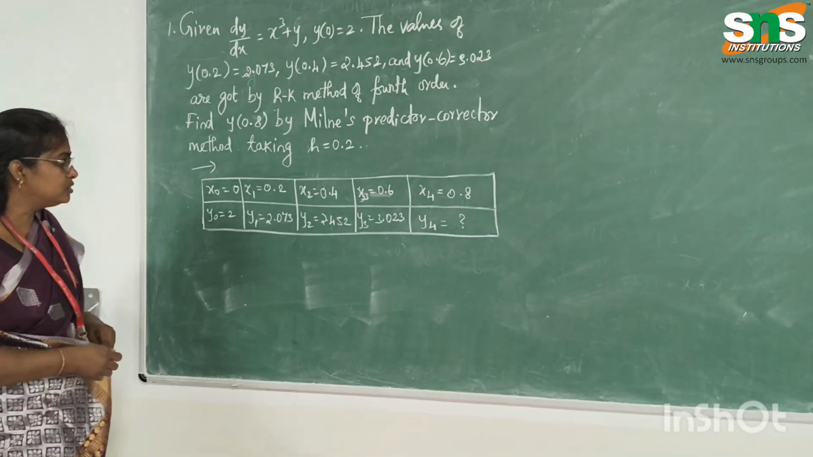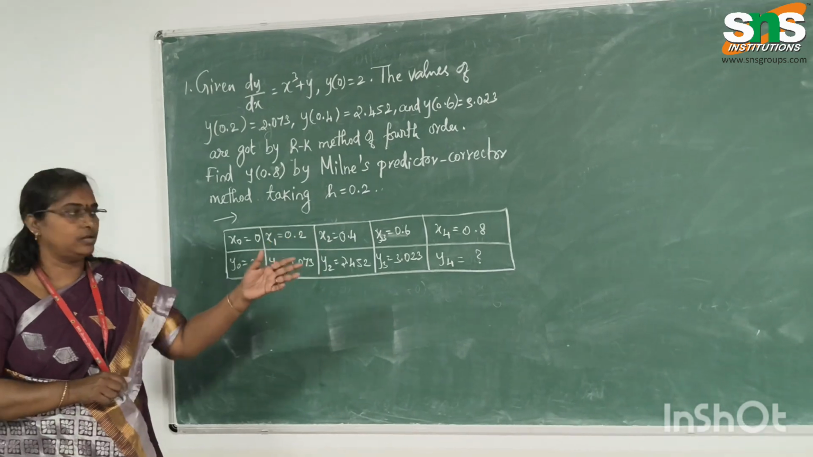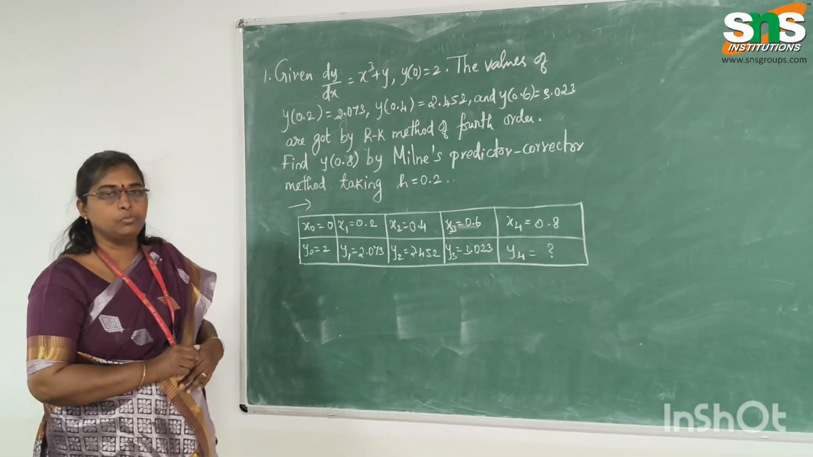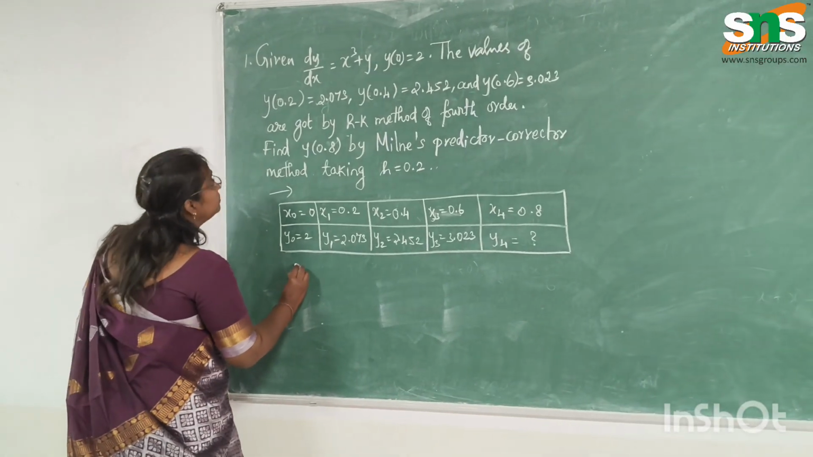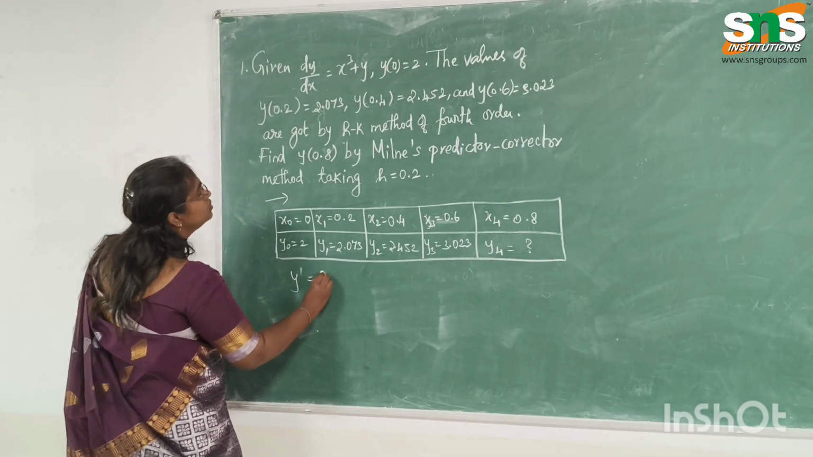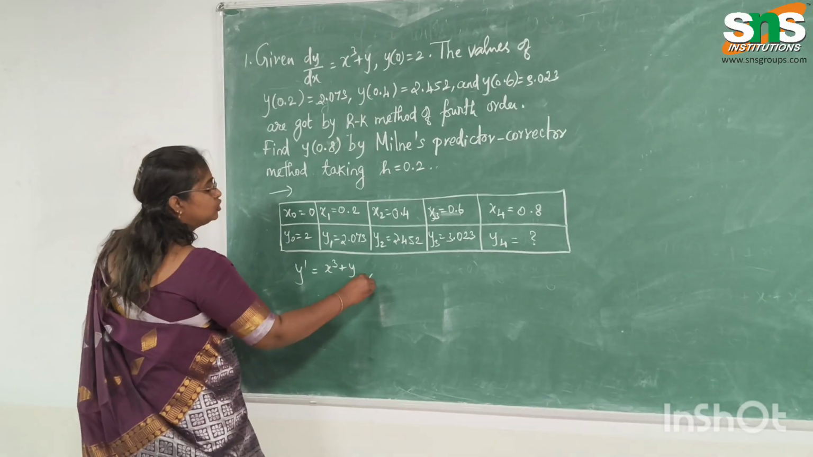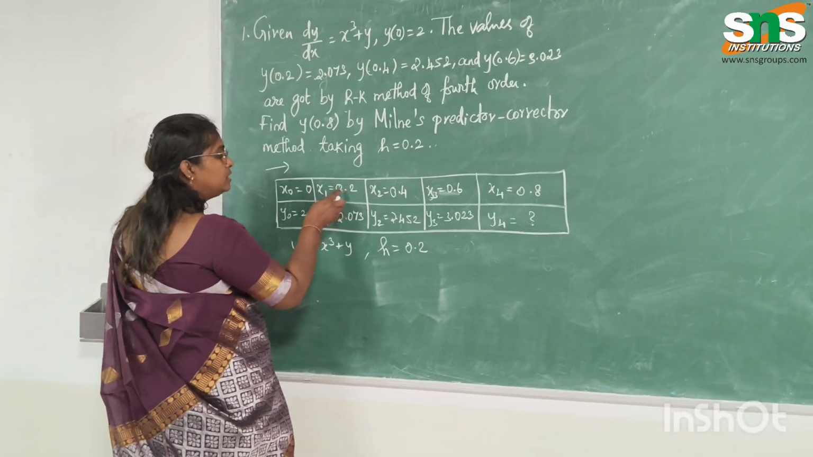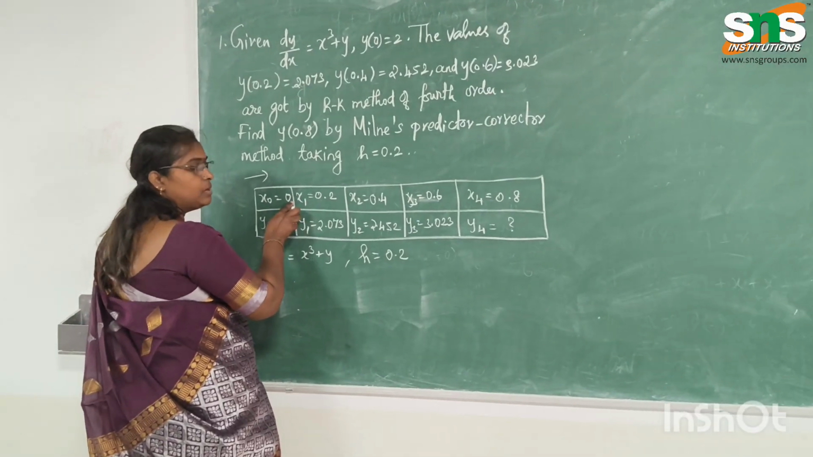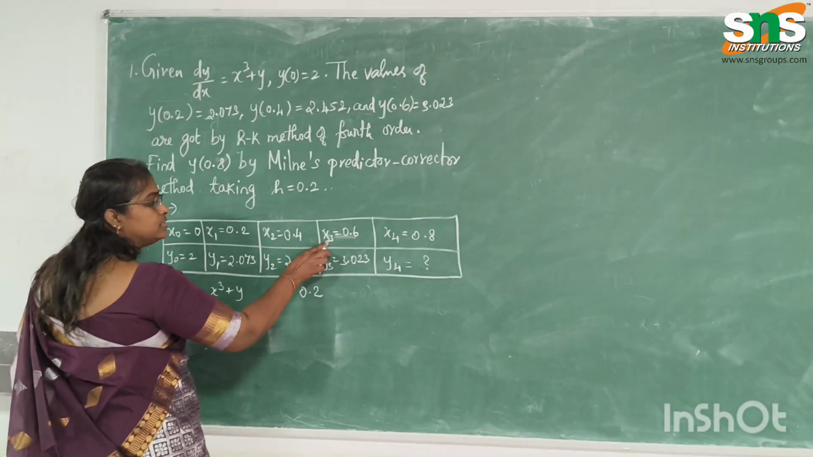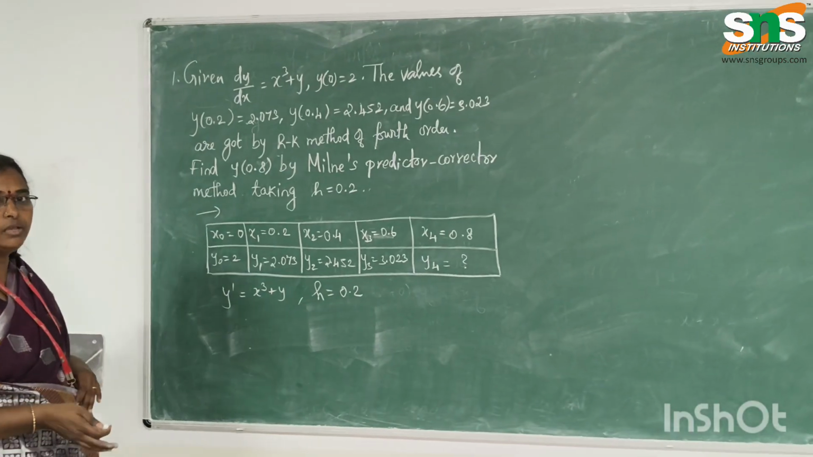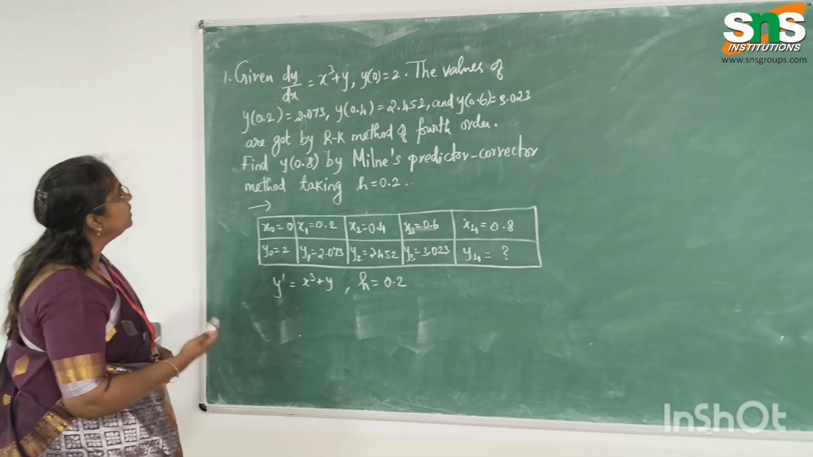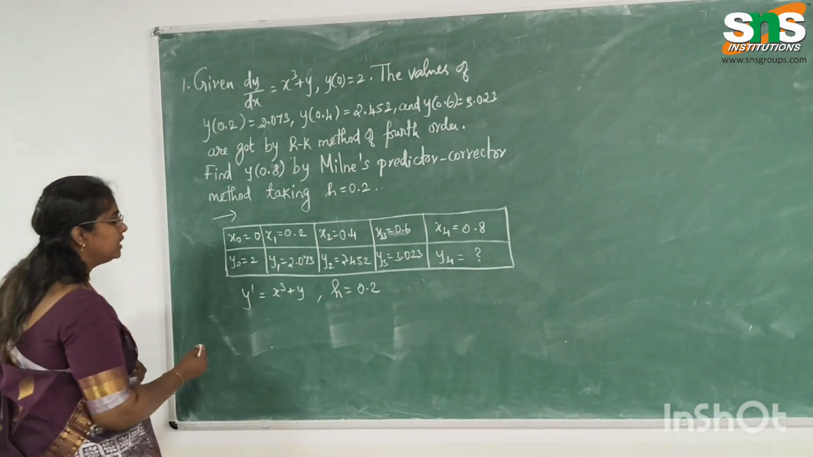From this table we can easily get x0, x1, x2, x3 as well as y0, y1, y2, y3. Our given function is y dash equal to x cube plus y, with the step h equal to 0.2. Even though h is not given, we can get it from the table: the second value minus the first value, the difference, is 0.2. Then we can move on to Milne's Predictor-Corrector formula.